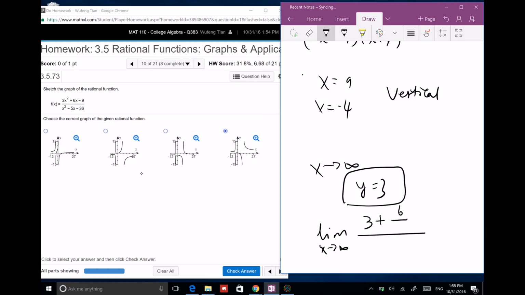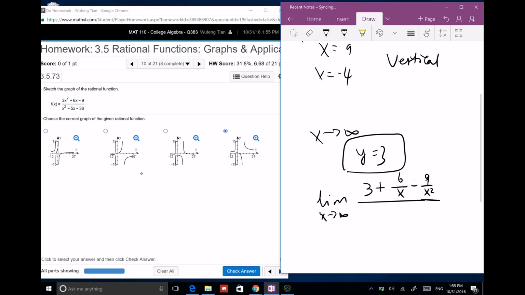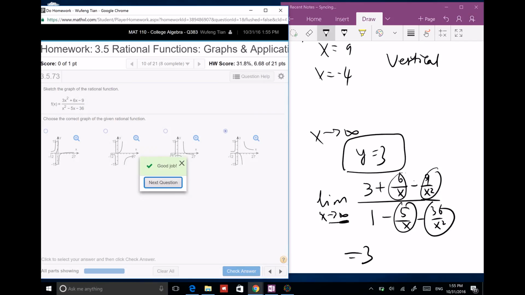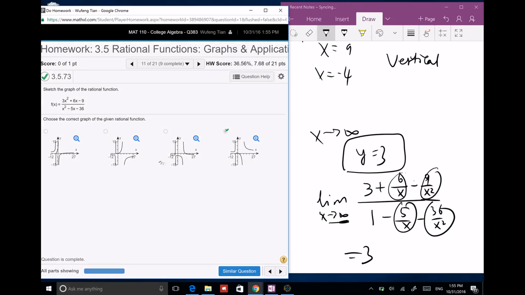So divide: 6 over x minus 9 over x squared, divided by 1 minus 5 over x, dividing everything by x squared, minus 36 over x squared. Now if x goes to infinity, this is 0, this is 0, this is 0, this is 0, so it's 3. That's y equals 3. That's the only one that has a horizontal asymptote at y equals 3.